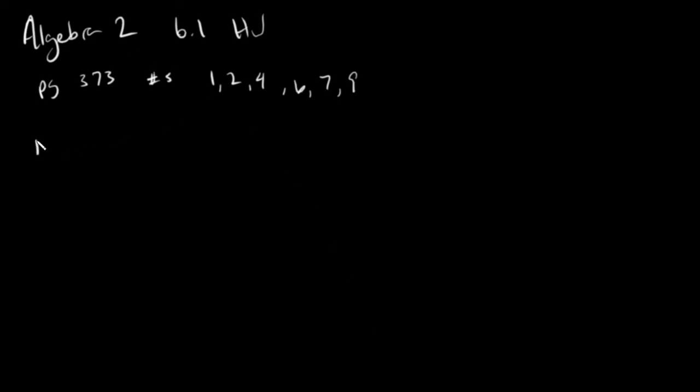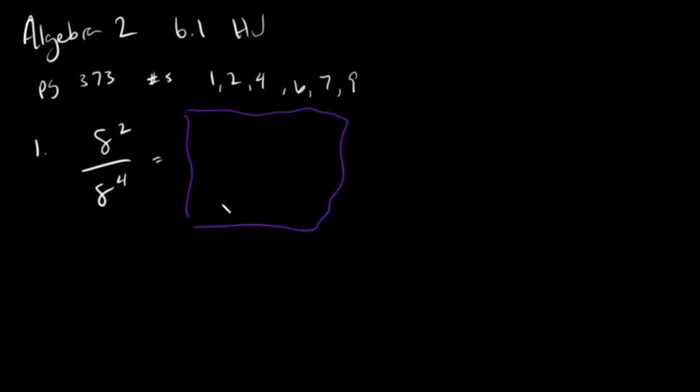So number 1 says 8 to the second power over 8 to the fourth power. And if you're paying attention to the lesson, you can do this several different ways. My favorite way to do problems like this is to imagine, and I do all of this part in my head, that 8 to the second is 8 times 8, and 8 to the fourth is 8 times 8 times 8 times 8.